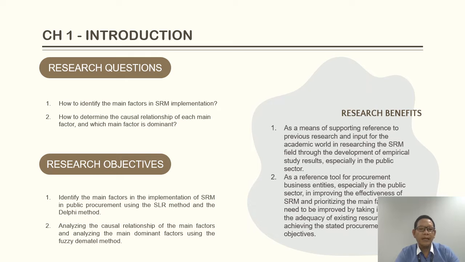From this background, there are two research questions, namely how to identify the main factors in the implementation of SRM in public procurement. Second, how to determine the causal relationship among factors so that the main factor is obtained. We hope that this research can be useful for academic world as a reference for SRM research in public institutions. Meanwhile, for the business world, it can provide information for decision makers in improving SRM effectively and efficiently by focusing on the main dominant factors by paying attention to available resources.